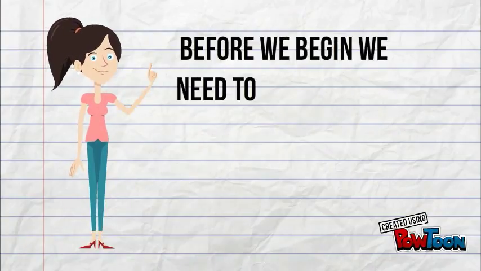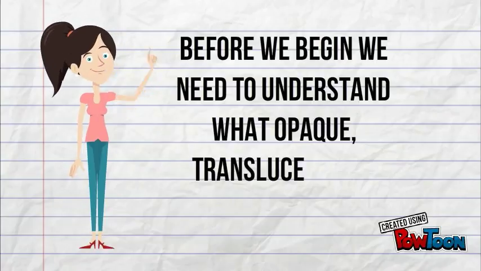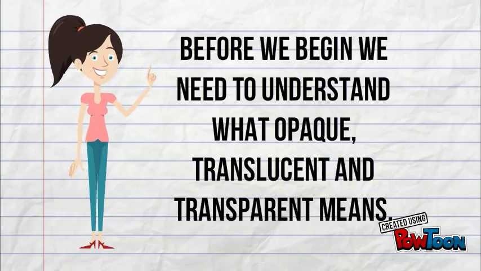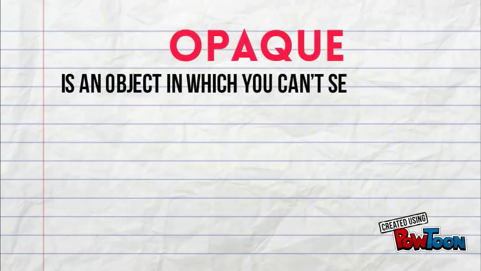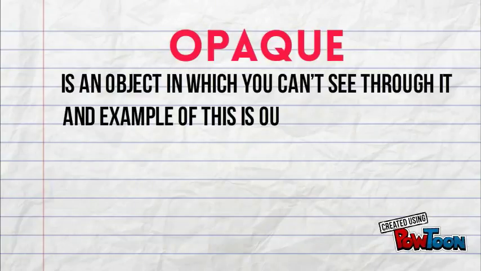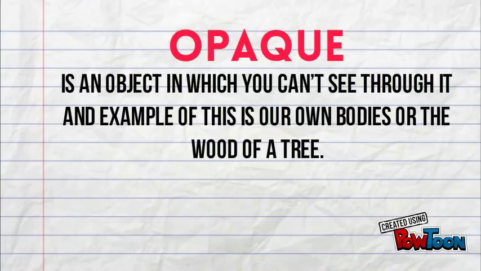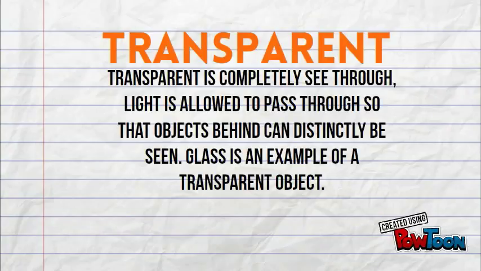Before we begin, we need to understand what opaque, translucent, and transparent means. Opaque is an object in which you can't see through. An example of this is our own bodies or the wood of a tree. Transparent is completely see-through. Light is allowed to pass through so that objects behind can distinctly be seen. Glass is an example of a transparent object.